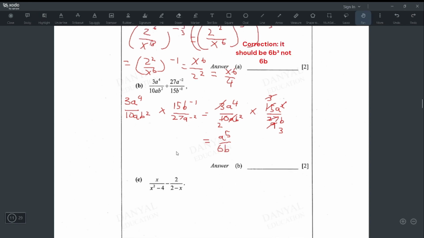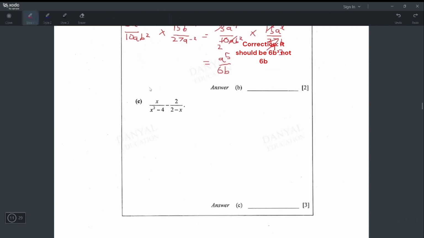Now for the third part, we have subtraction happening here. And we can't do this directly because these two have different denominators. So the first step is we want to equalize the denominators. And to do that, we want to first factorize this into x minus 2, x plus 2. So this is a very common quadratic form. A squared minus b squared is a minus b times a plus b.